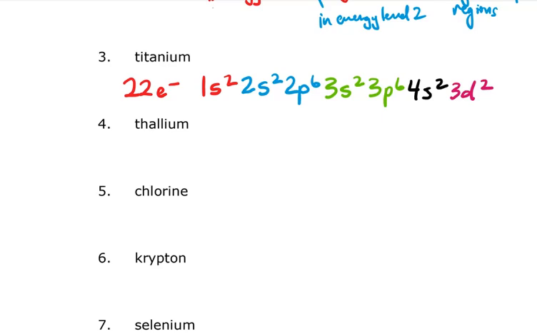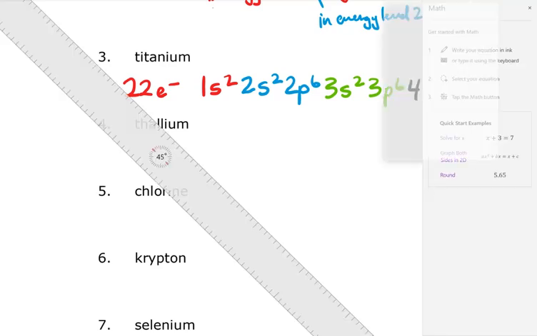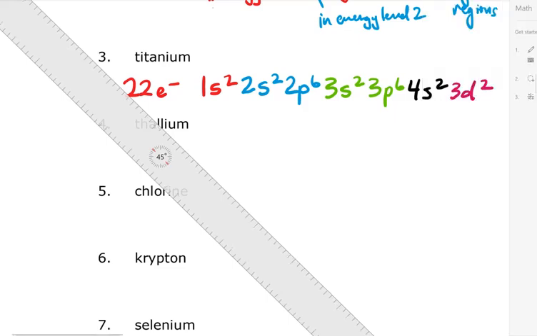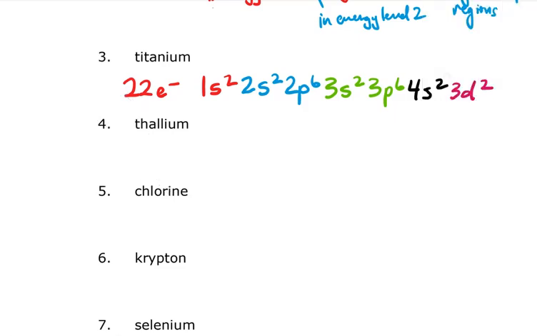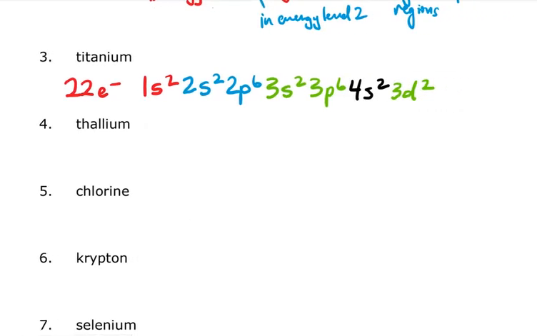Now, I think to make my color a little bit more consistent, I'm going to make that green to go with level 3. And so I've got here 2 plus 2 plus 6, that's 10, plus 2 makes 12, plus 6 is 18, 2 more is 20, and then 2 more is 22. So that's all 22 of my electrons, and that would be titanium's electron configuration: 1s2, 2s2, 2p6, 3s2, 3p6, 4s2, and 3d2.